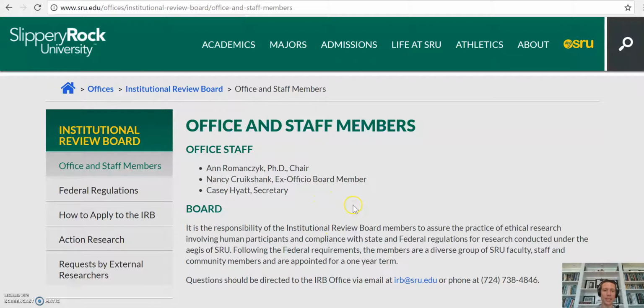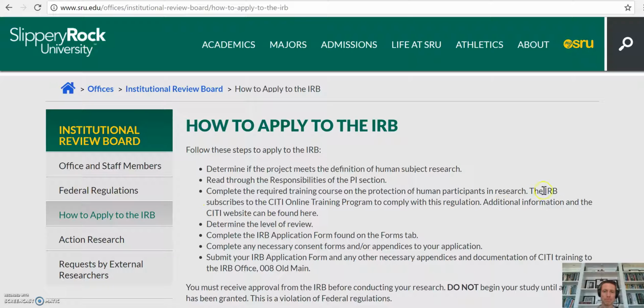The IRB, it is the responsibility of the Institutional Review Board members to assure the practice of ethical research involving human participants in compliance with the state and federal regulations for research conducted under the aegis of SRU. There are faculty members, typically the chair at a university, as well as staff members who handle the paperwork relating to IRB applications. So let's take a look at how to apply to IRB.